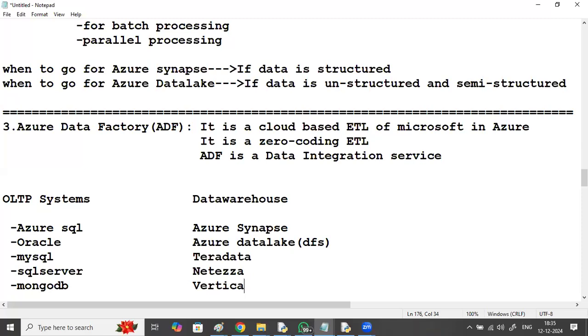Where do you usually see this ADF? ADF comes in which side?